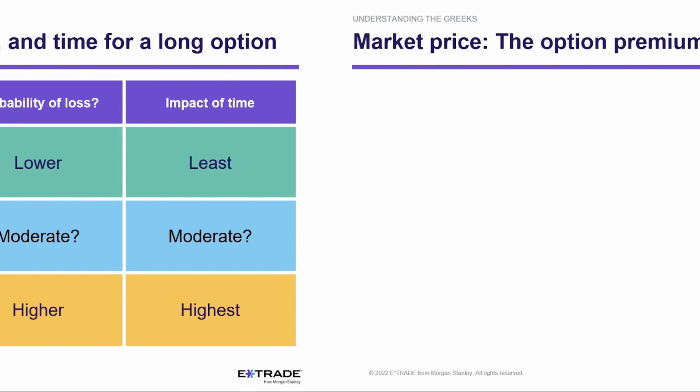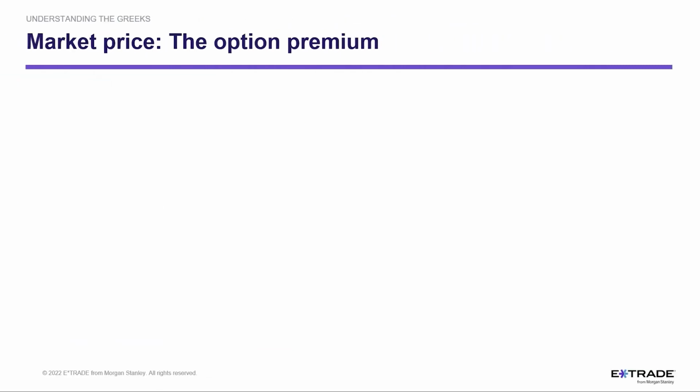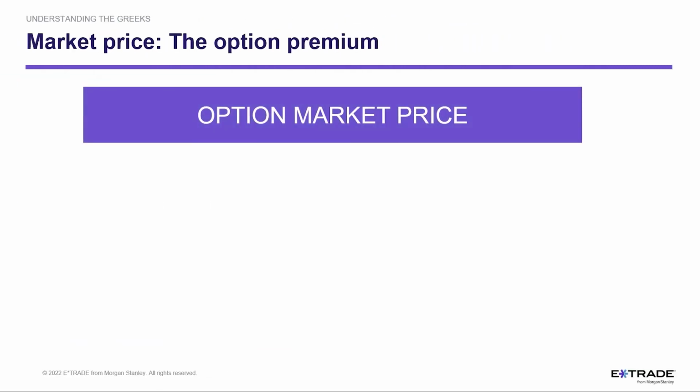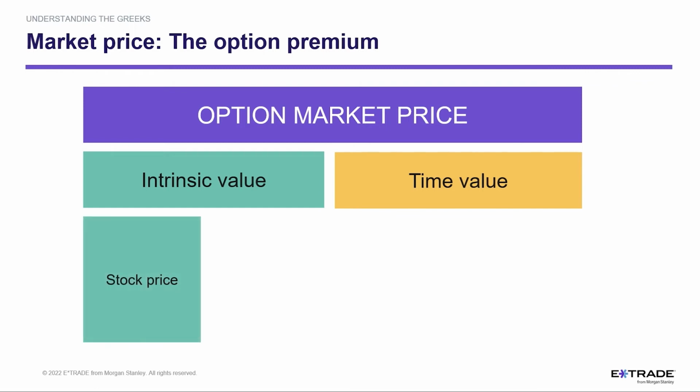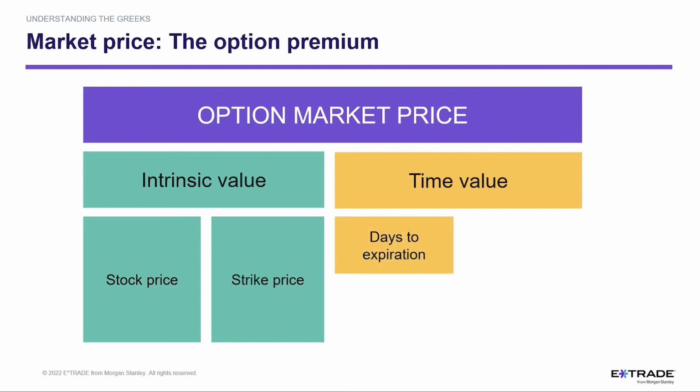So I want to talk about volatility. And to start with, I just want to talk about this idea of the market price of an option. An option has a market price, and it basically has two components: the intrinsic value and the time value, or what is sometimes called the extrinsic value. The intrinsic value is simple. It's just the stock price versus the strike price. In the case of a call option, if the stock is above the strike, there's intrinsic value. Time value is the rest of the option price.